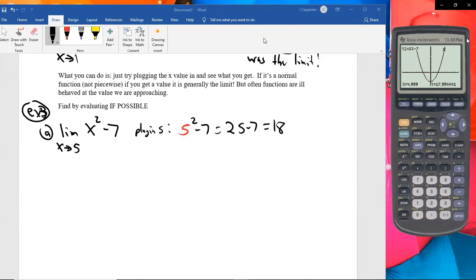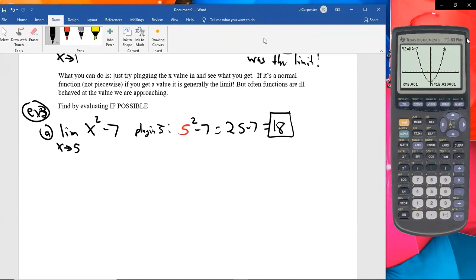Let's try from the right, 5.1. Yeah, 19, it's off by 1, but let's get closer, 5.01. Okay, I'm feeling a little more confident, 5.001. Yep, it's definitely going to be 18. So we are able to skip all that extra graphing analysis type of situation. This looks like an S, let me make sure, 5.